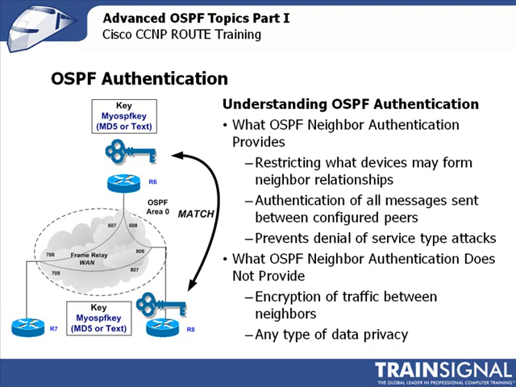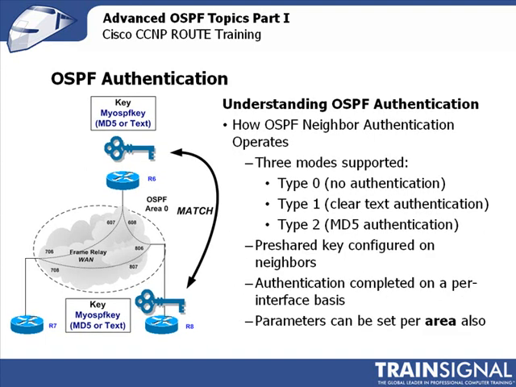It authenticates all messages sent between the configured peers, the configured neighbors. And it can prevent denial of service type attacks, or the type that I just described as well. Now let's be clear on what neighbor authentication does not provide. It doesn't encrypt traffic. The authentication packets themselves may not even be encrypted, but certainly the contents of the payloads are not. It also does not provide any type of data privacy whatsoever.